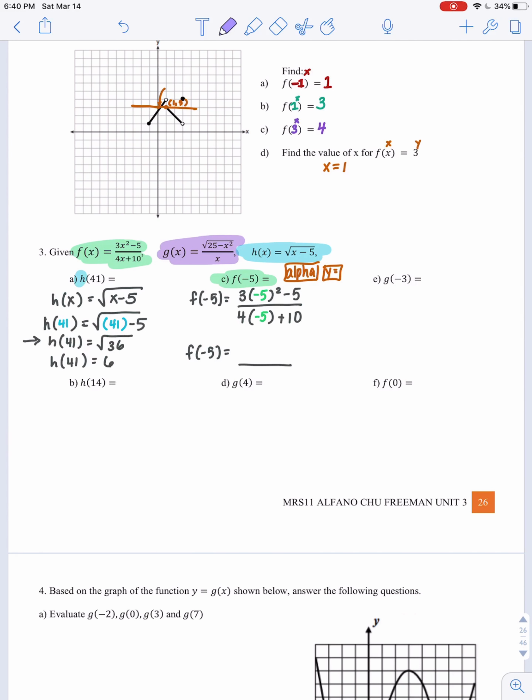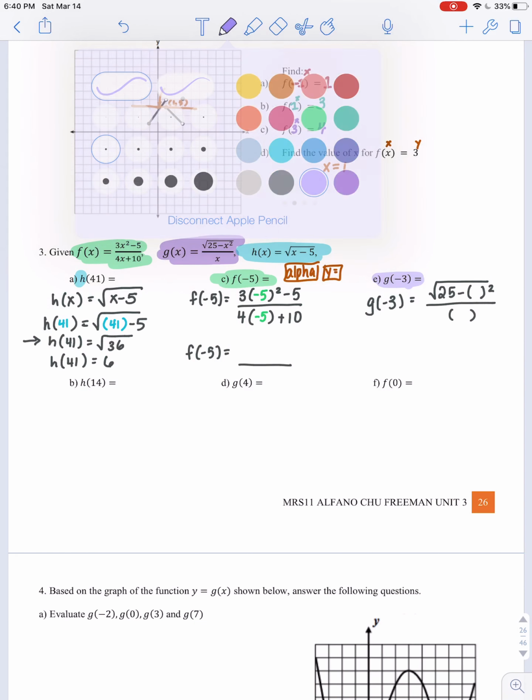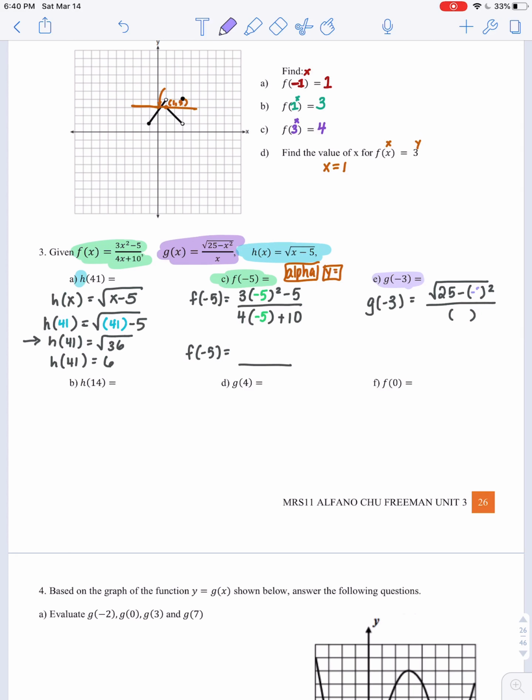All right, the next one is g of negative 3, so we are using our function named g. So g of negative 3 equals the square root of 25 minus x squared, all over x. Remember, anywhere I have x, I'm just replacing it with whatever input value they're giving us, and I got negative 3. Again, we're going to use alpha y equals so we can get the fraction bar. G of negative 3 is equal to blank. Once I'm done making this video, I'll get a calculator and calculate all these numbers and post an answer key for you guys to check your work at home.